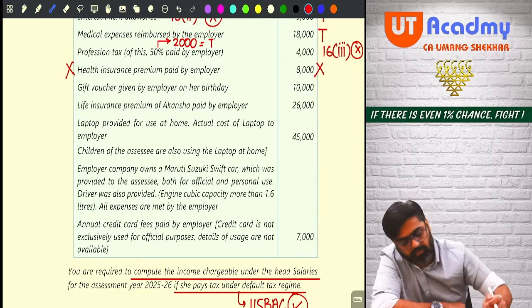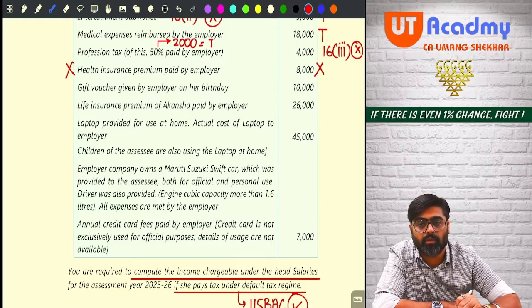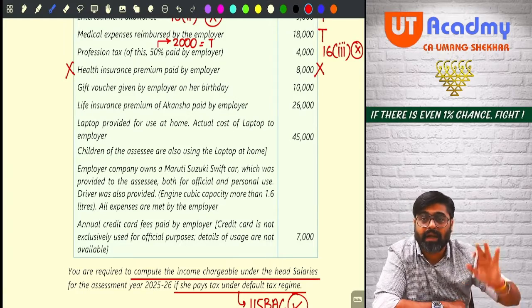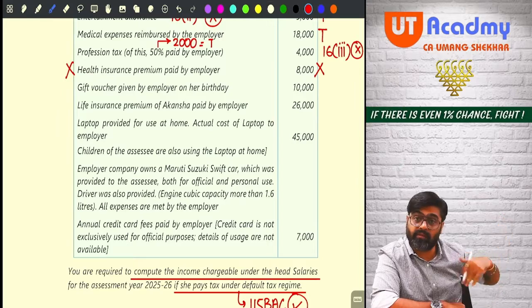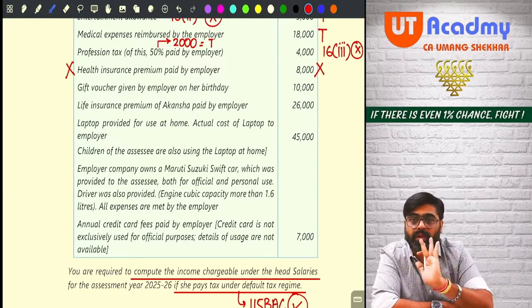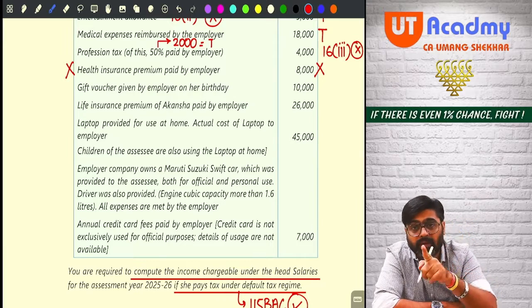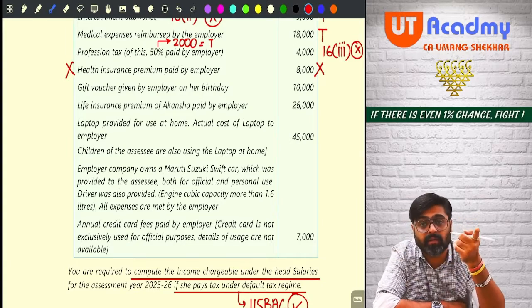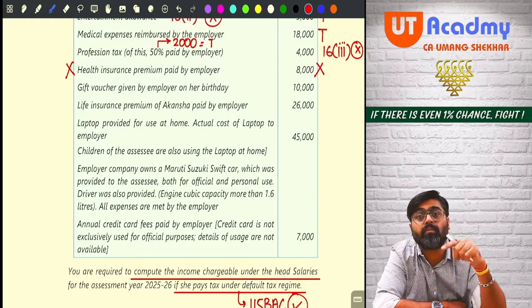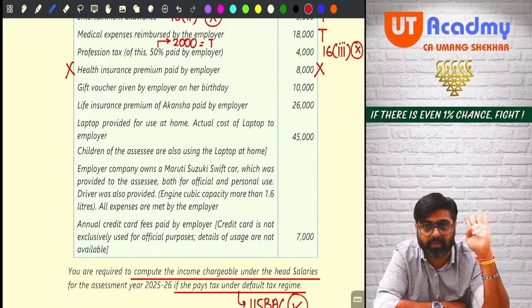Next one, gift voucher given by employer on her birthday. So whatever gift received at the time of marriage is not taxable, even if coming from the employer. But other than that, whenever the employer gives you a gift, that will be taxable for you, no? If given in cash, will be fully taxable. If given in kind, up to 5,000 not taxable. More than 5,000, two things can happen. Either fully taxable or excess can be taxable.